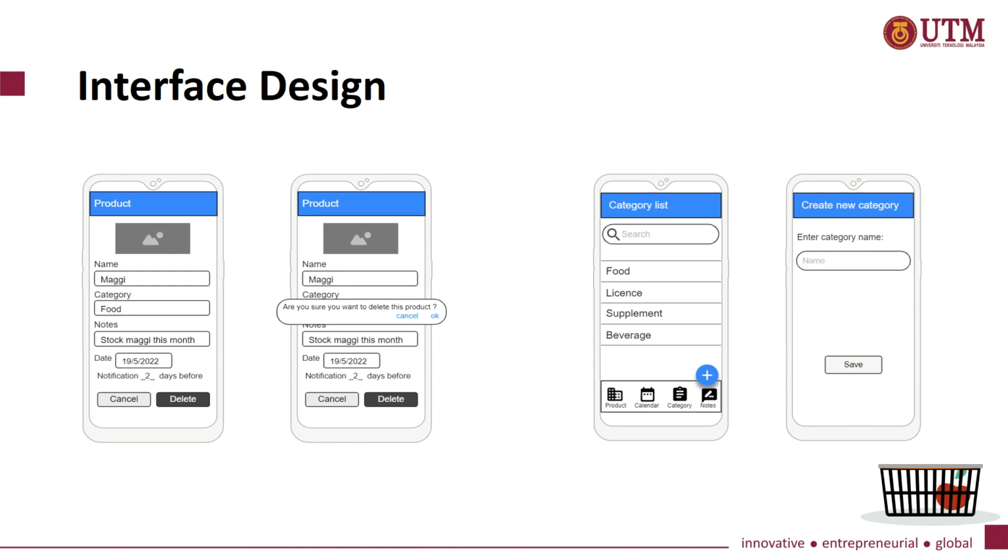And we also have a category list. The user can create a new category, like food, license, supplement, beverage. All of the products can be included inside this application, so it will describe the product items manageably, properly, and appropriately.